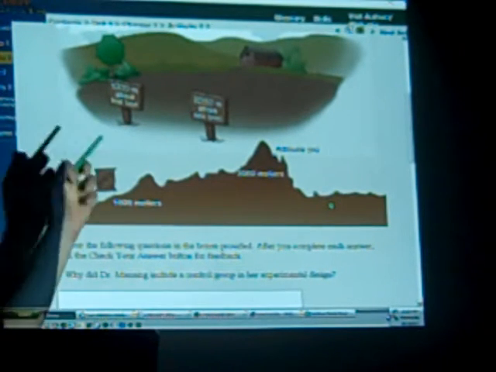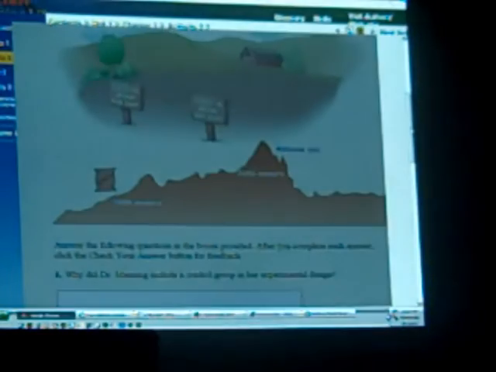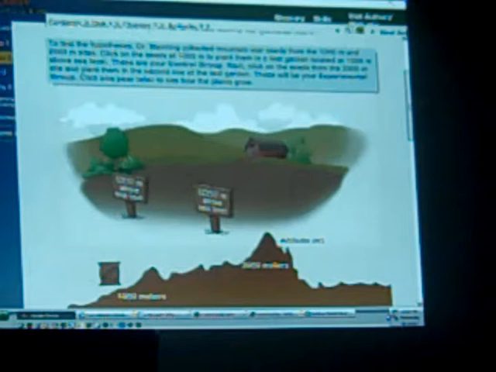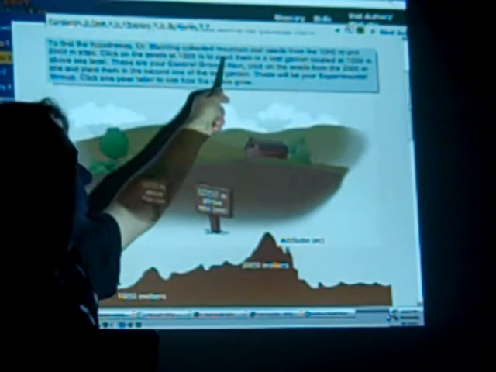All right, so we're going to click on the seeds. These are the 1,000-meter seeds. By the way, hey, here's a vocabulary word. To test the hypothesis, Dr. Manning collected mountain star seeds.